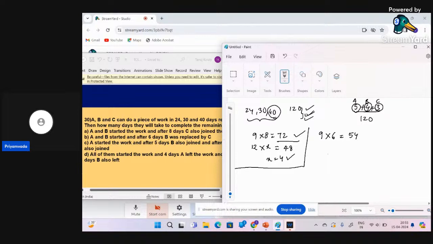If B was replaced by C, that means only A and C are working together. How many parts of work are they doing? 8 parts of work. And do we know how many days they are working for? No, that is what we have to find out, so we'll take it as x. Out of 120, 54 parts of work are done. How many parts of work are left? 66 parts. So x equals 66 by 8, that is 33 by 4. You can write it as 8 1/4 days or 8.25 days, whatever suits you. I hope it is clear for you now.